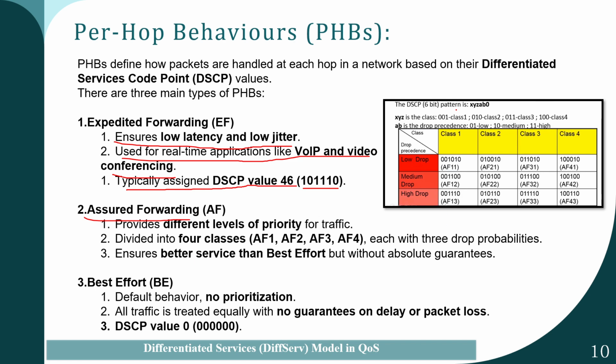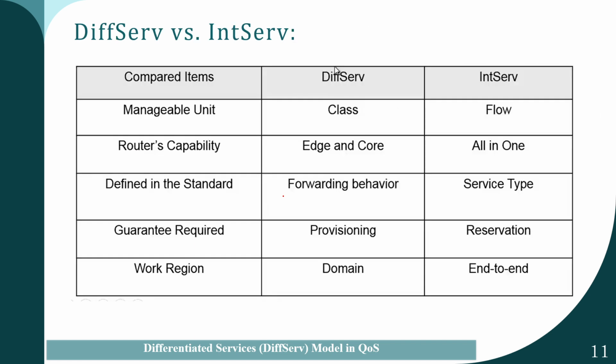As you can see in the picture, the 6-bit pattern is given as XYZ AB0. XYZ is the class, where 001 is class 1, 010 is class 2, 011 is class 3, and 100 is class 4. And AB is the drop precedence. 01 is low, 10 is medium, and 11 is high. Based on this, the table is created.